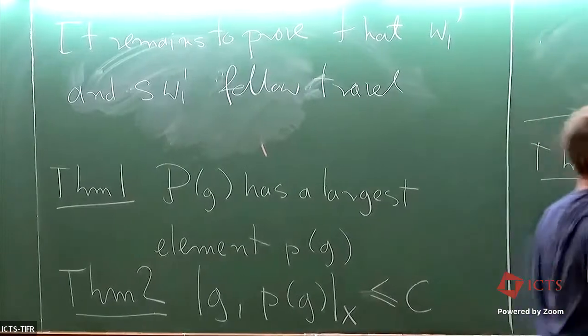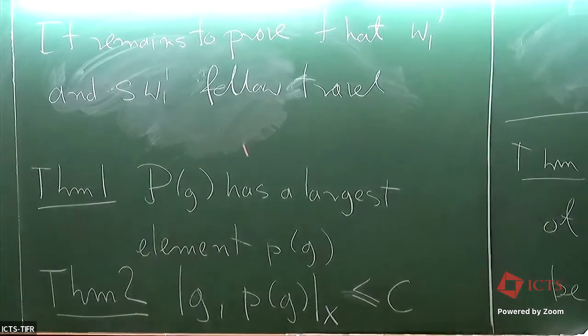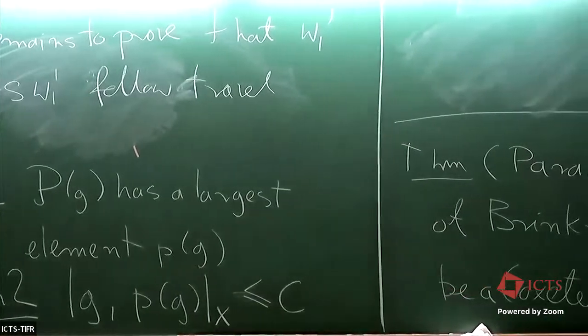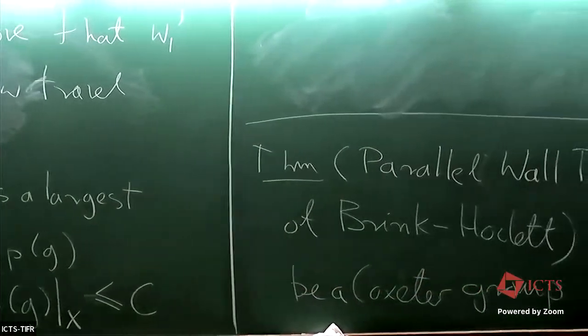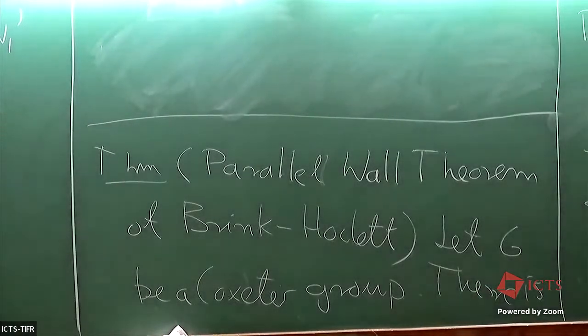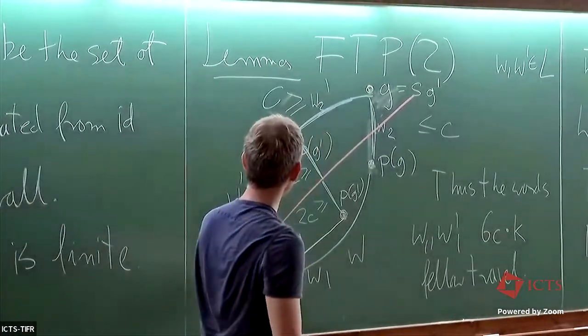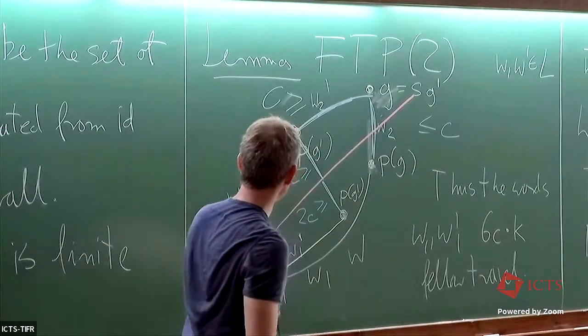Okay, so how to prove that these two paths fellow travel? One is obtained from the other by the reflection in the red wall. So if we could prove that one and the other path stay close to the wall, and at the beginning they are close, at this point they are 2C close to the wall. If we could prove that they stay close, then we would have what we want.